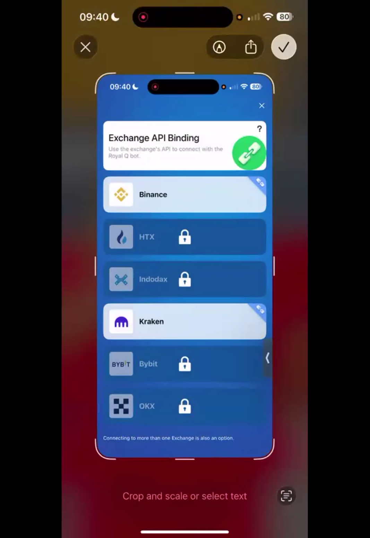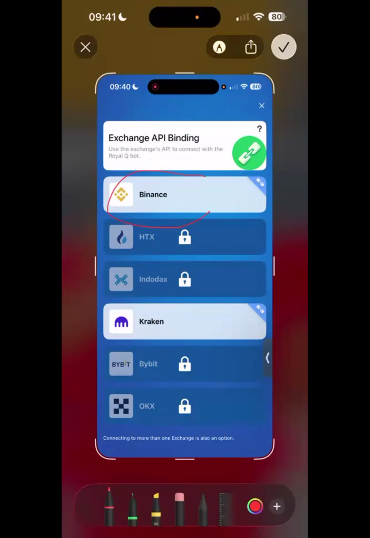Now you can see from my screen that Binance is connected. That is why you don't see any padlock attached to it. Then we have Kraken as well. So it means you can connect more than one exchange.